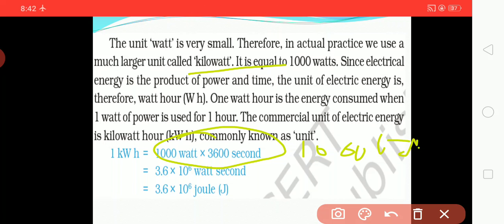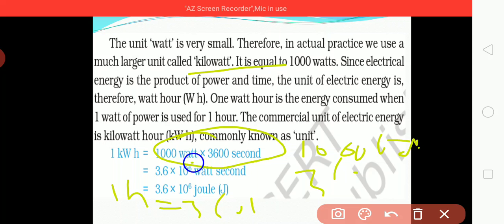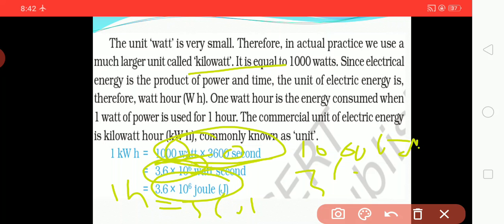If we convert 1 hour into seconds, it is 3600, so it will be 3600 into 1000, which is 3.6 into 10 raised to 6 watt seconds. Now 1 watt second is 1 joule, so 1 kilowatt hour is 3.6 into 10 raised to 6 joule.